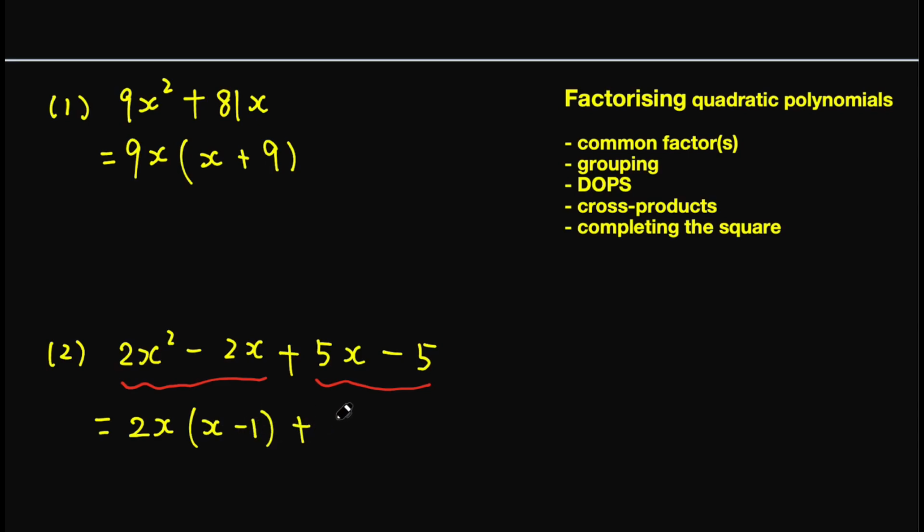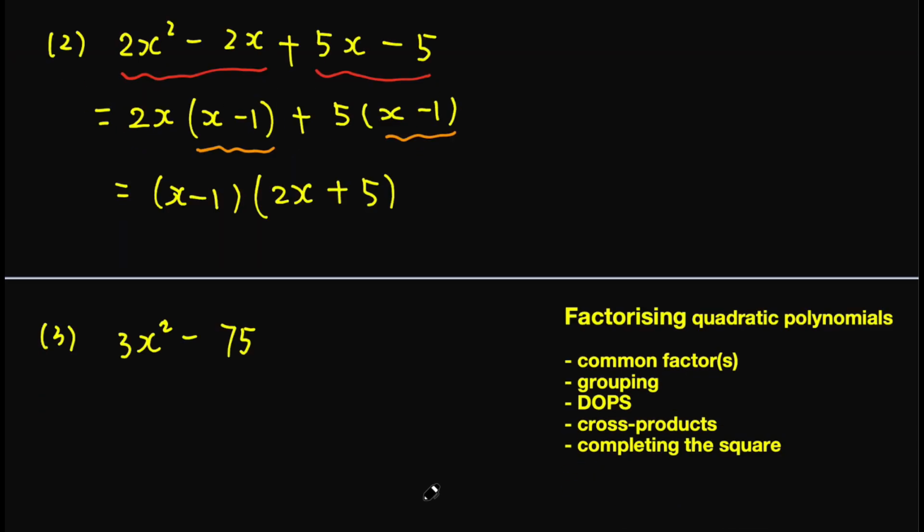And for the second group, this common factor is 5. After that, we will see a new common factor, which is x minus 1. Then we can put the common factor to the front. Then the second factor will be 2x plus 5.